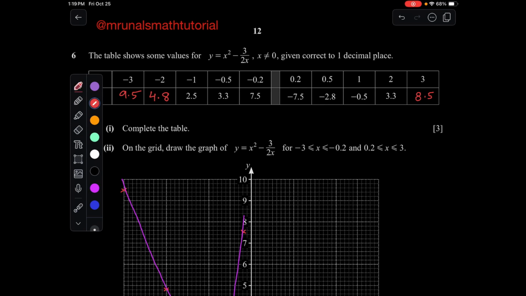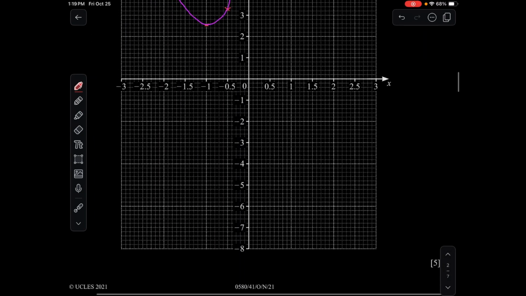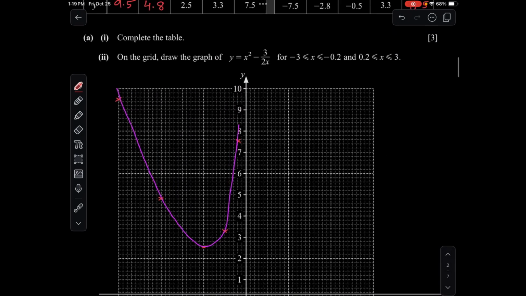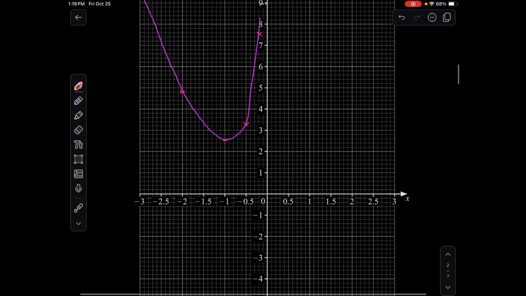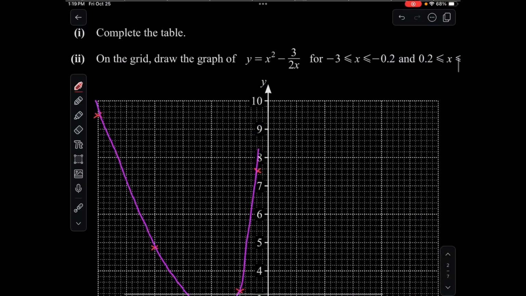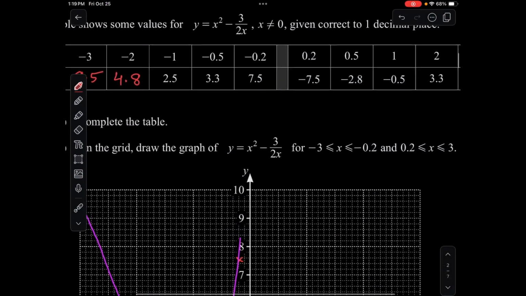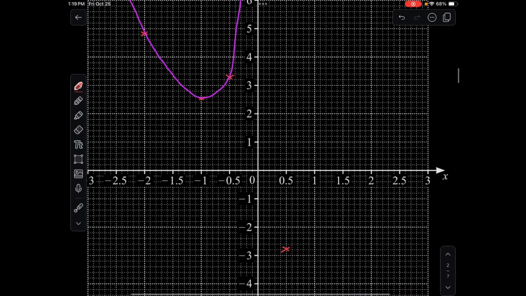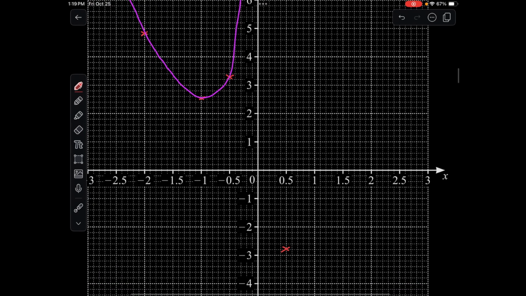Now let's go ahead and plot the remaining points. For 0.2, it's minus 7.5, so it's going to be over here. 0.5 is minus 2.8. Then we have 1 is minus 0.5. For 1, it's minus 0.5.